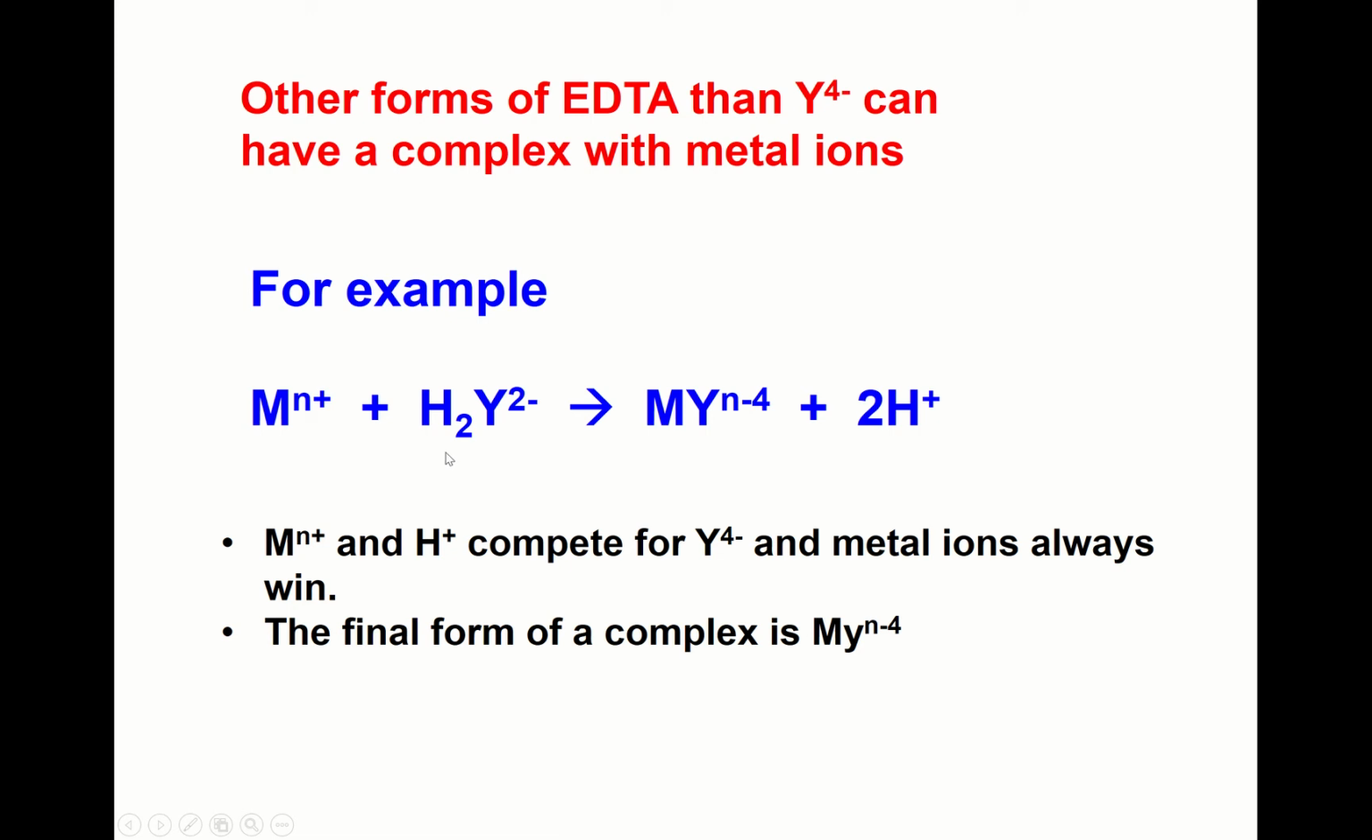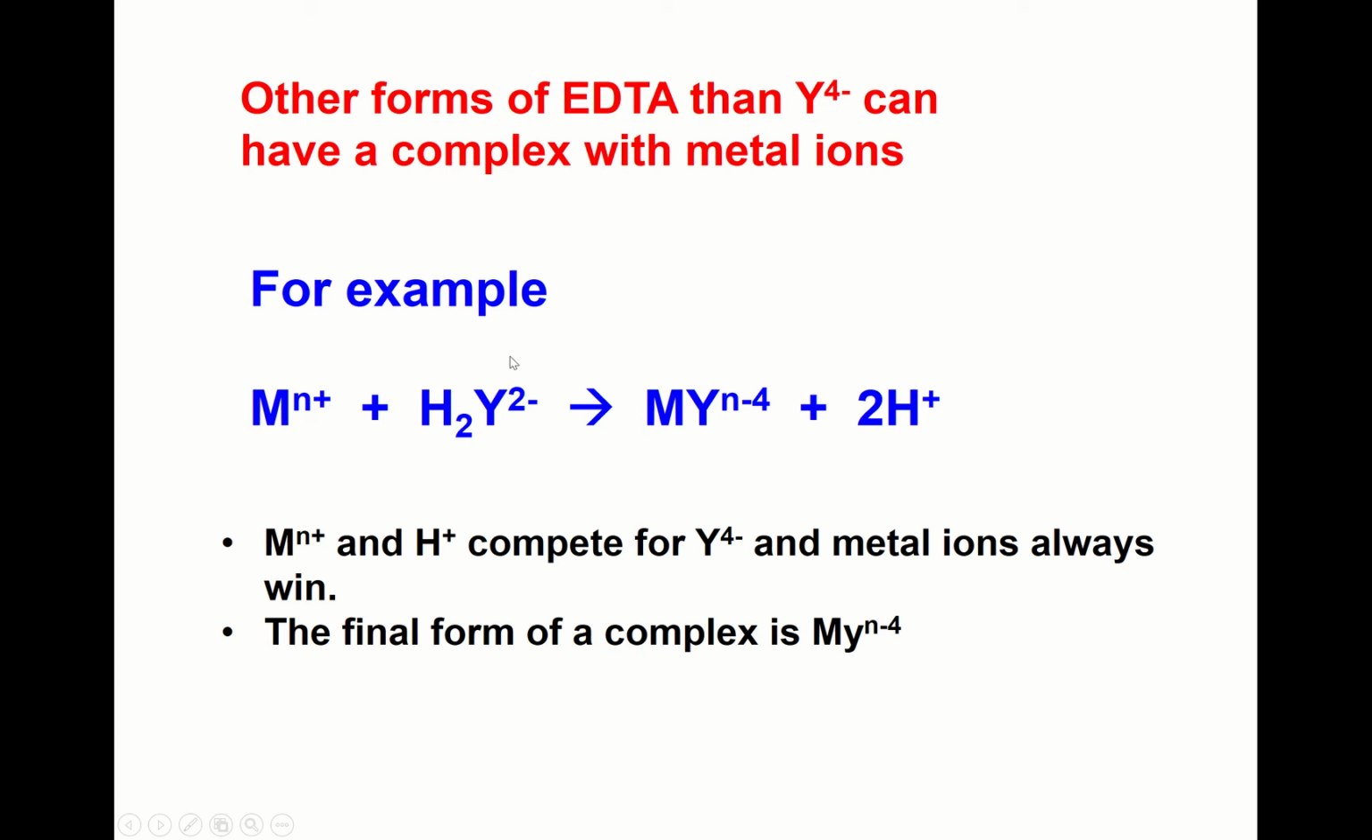For example, the diprotonated EDTA form, H2Y2 minus, also can form a complex with metal ions, to form this less protonated metal-EDTA complex. As a result, protons are liberated, so the solution pH will be lowered.